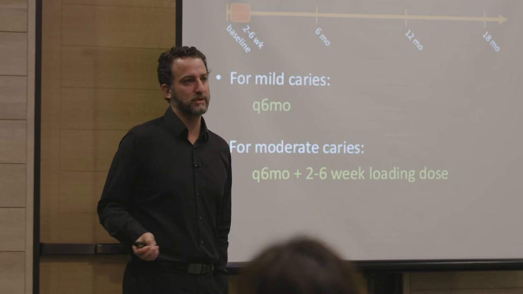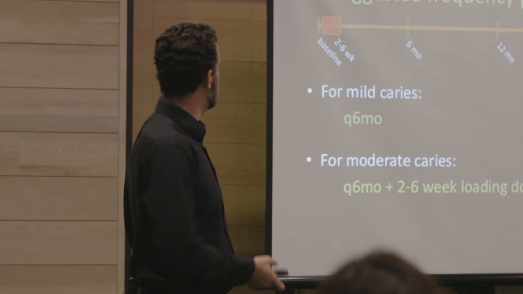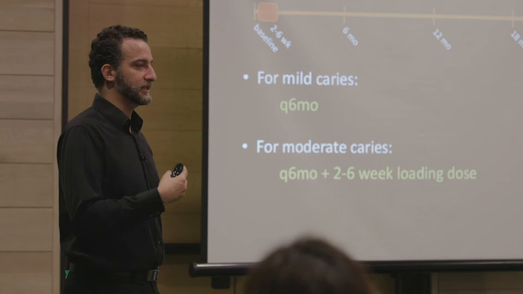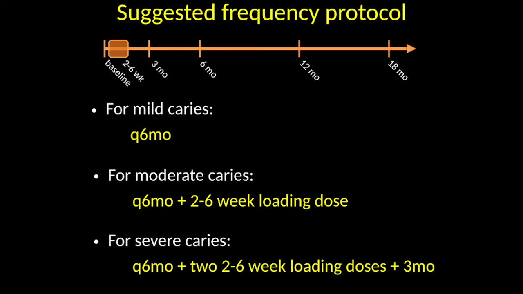I'm gonna add one loading dose after 2 to 6 weeks. You know, let's say 1 to 6 weeks. And still follow the every 6 month protocol. I wanna see the patient every 6 months if they have the cavities. When I see them, I'm gonna put silver fluoride on their teeth. And if they have raging cavities, we're gonna add maybe 2 extra loading doses, maybe 3 extra loading doses.